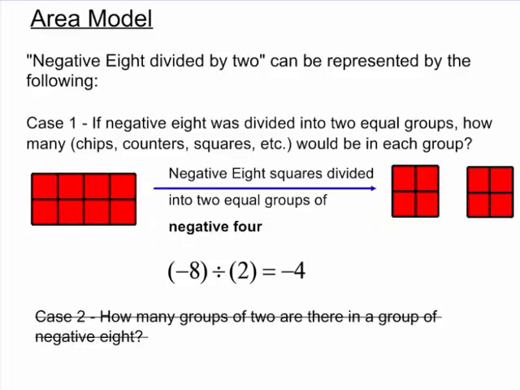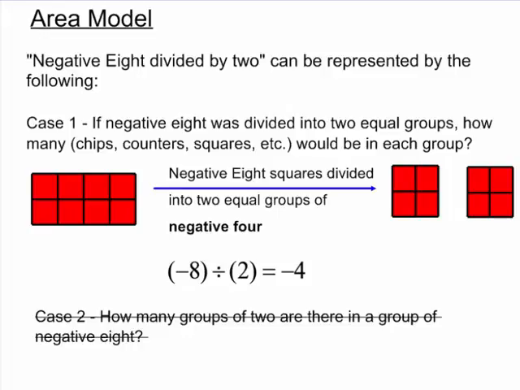So if we're going to look at negative 8 divided by 2, we can represent it in the following. I'm going to look at both case 1 and case 2 here, but case 1 I'm going to focus on because it makes a little bit more sense. So if negative 8 was divided into two equal groups, how many chips, counters, squares, etc. would be in each group?